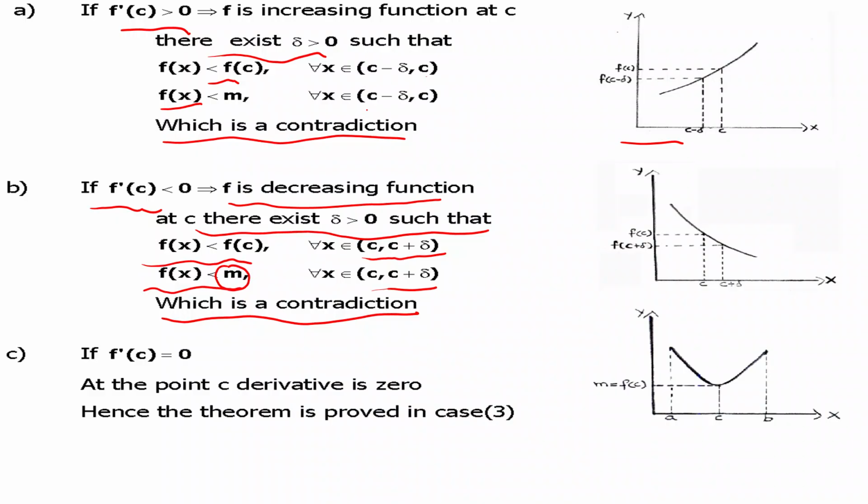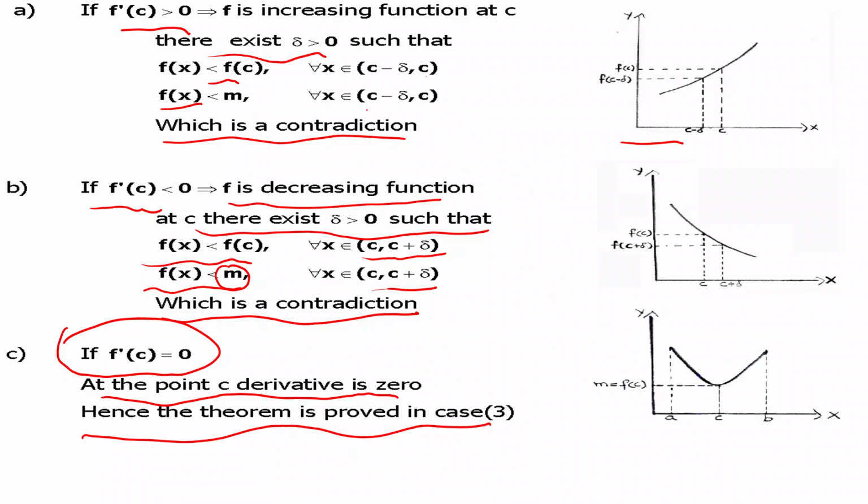After that I will consider the third case, that is if f dash of c equal to 0 at the point c, the derivative is 0, hence the theorem is proved in this case because in this case the three conditions are satisfied. First condition, second condition, third condition. At least one point we will get at which f dash of c equal to 0. More than one such point we can get, but at least one we will get.